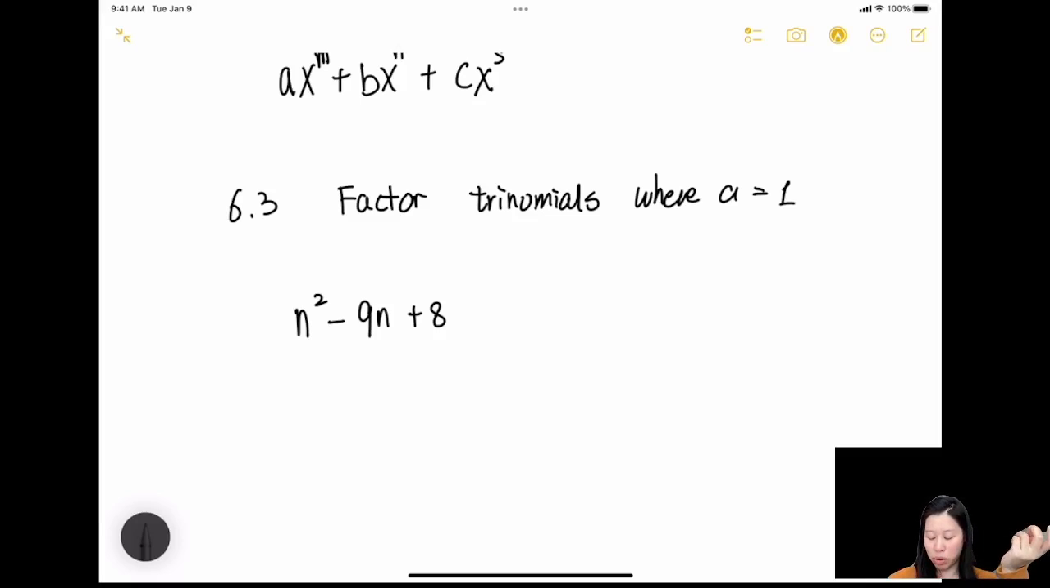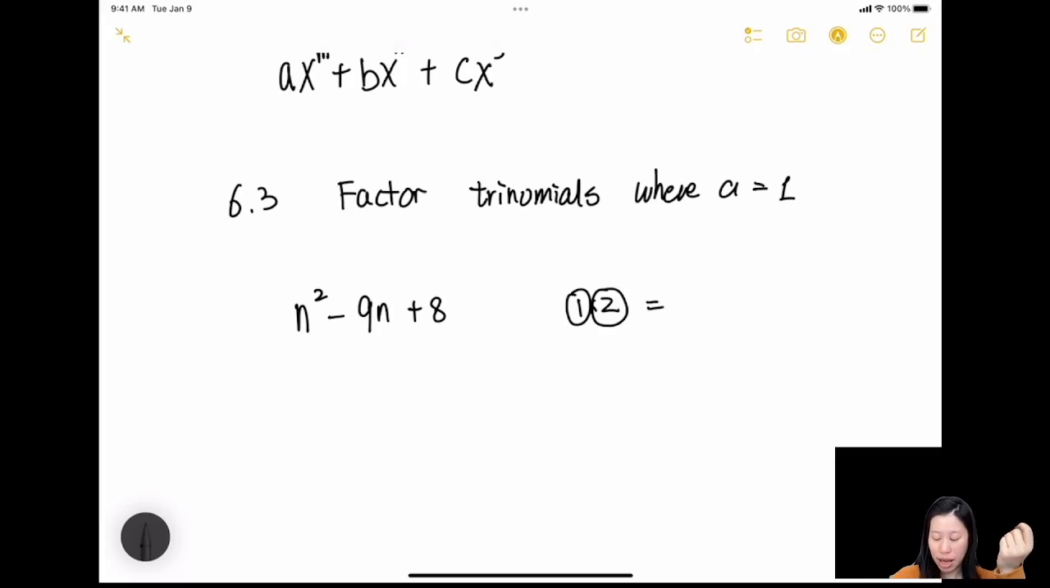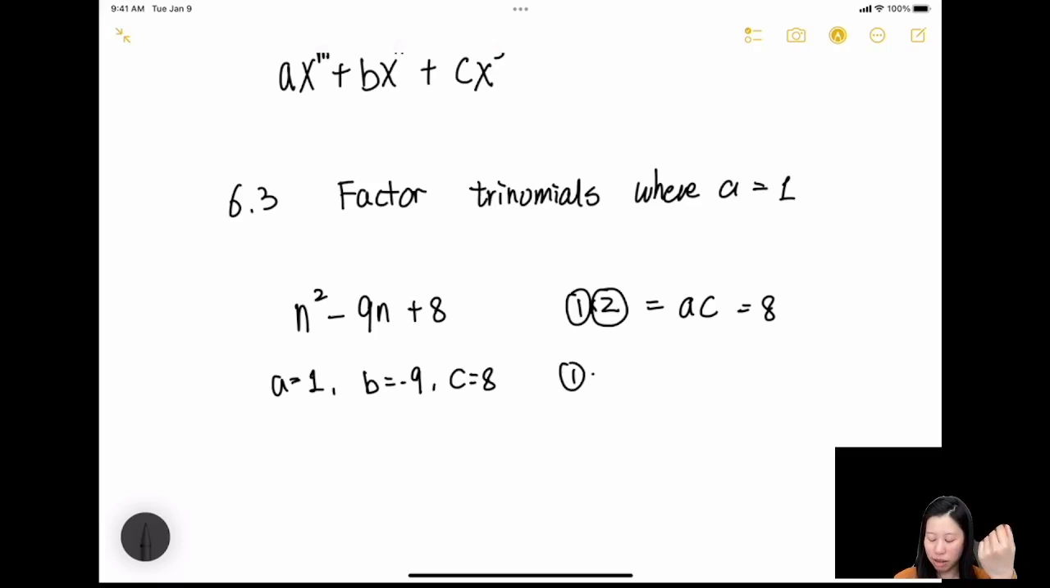We want two numbers, number 1 and number 2, that multiply to equal a times c. In our case, a equals 1, b equals negative 9, and c equals 8. So a times c equals 8. And then we want these two numbers to sum to b, which in our case is negative 9. So now we need to think about which two numbers multiply to a times c, and add to negative 9.